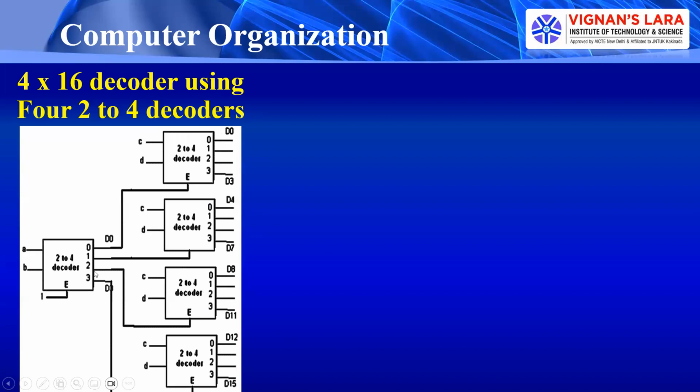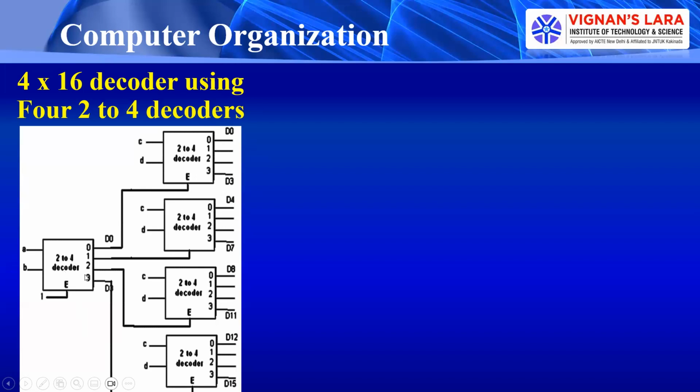Those are given to the inputs of the most significant side 2 to 4 decoder, which generates enable signals for the lower stage decoders. AB value is consistently 0 for the outputs D0 to D3. So whenever A and B are both 0, 0, output 0 is selected. It acts as the enable signal for decoder 1, which is responsible for selection of the D0 to D3 outputs. If AB value is 0, 1, then output 1 is selected, which acts as an enable signal for the second 2 to 4 decoder, which is responsible for D4 to D7.